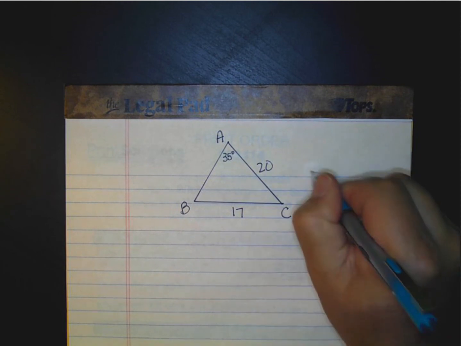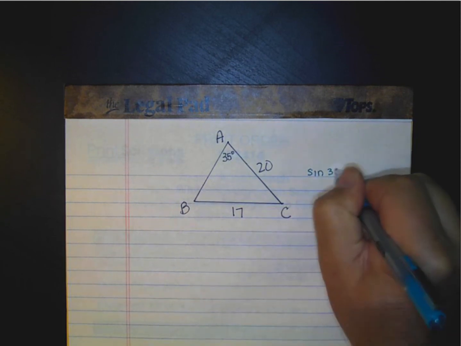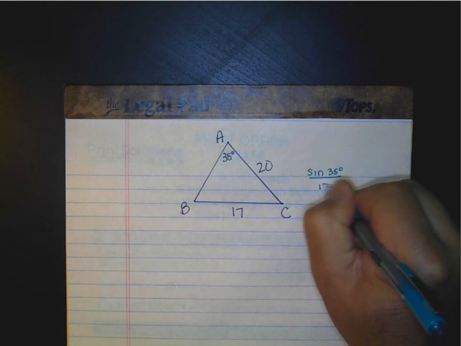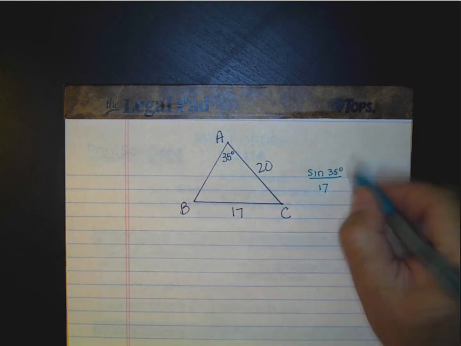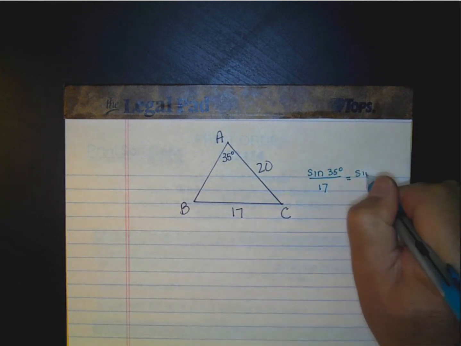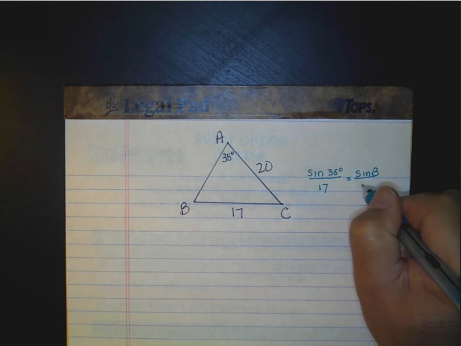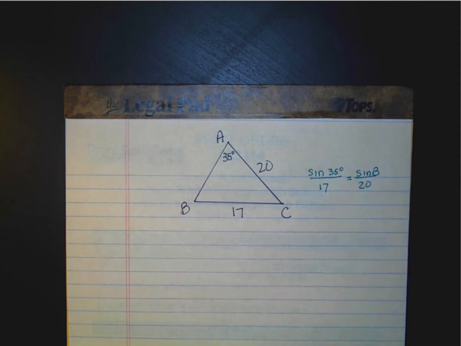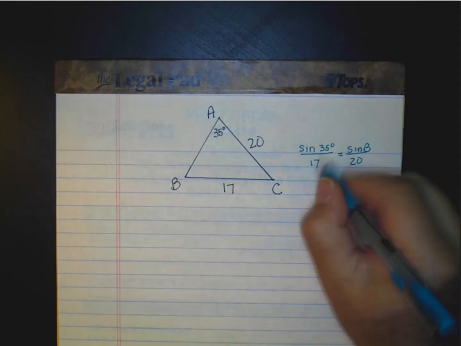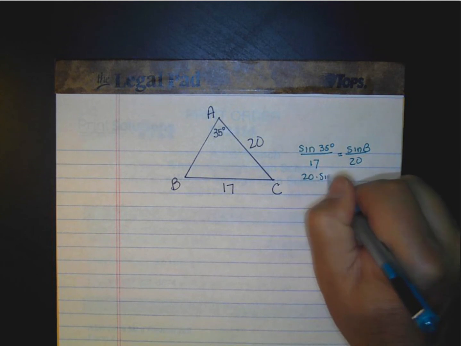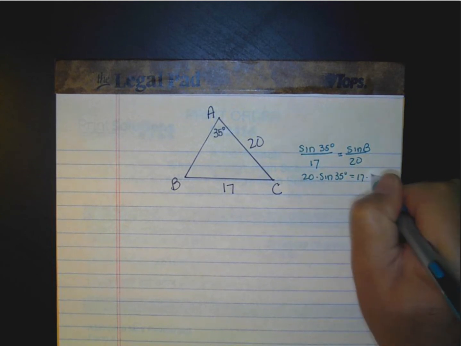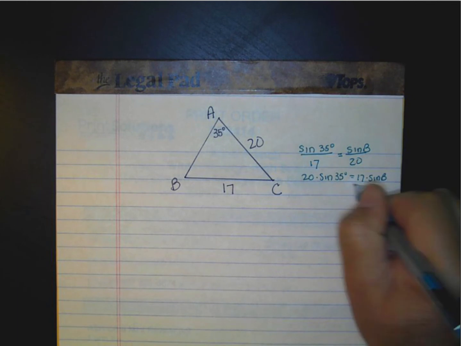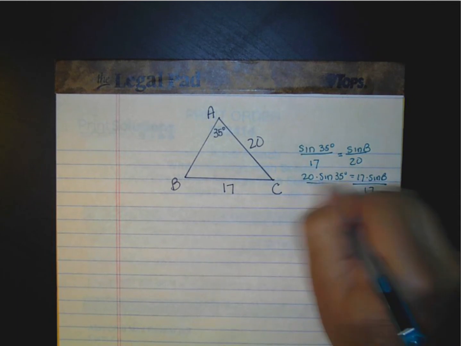So we go sine 35 over 17. We've got 20, so we're going to go to angle B equals sine B over 20. All right, do the math. So it's going to be 20 times the sine of 35 equals 17 times the sine of B. Divide by 17 this time.